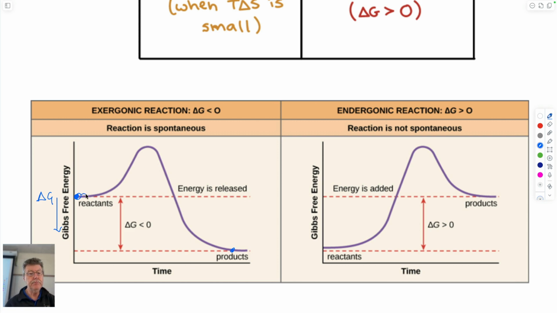So this bump may be a big bump as it's shown here, or I guess it might not be there at all, or it could be a small bump to get to this position. In all of these cases, because the products have a lower free Gibbs energy than the initial reactants, this will always happen so long as you can get it across this bump.